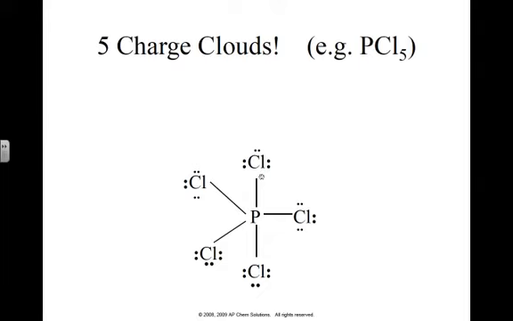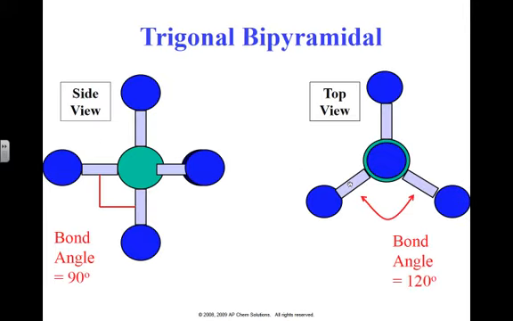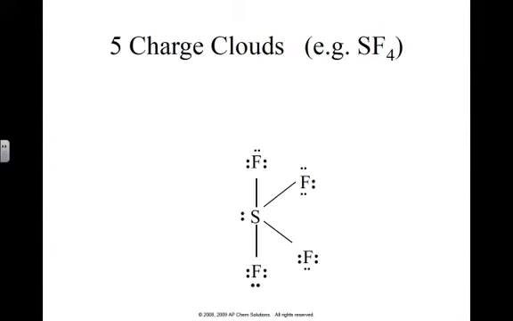Now we're getting into the shapes that have violations of the octet rule. This is more than 8 valence electrons. So I see 1, 2, 3, 4, 5 areas where there are electron clouds. 5 bonds, 0 lone pairs. We call that trigonal bipyramidal. This is what it looks like from the side. This is what it looks like on top. The bond angle for this one is going to be 90 degrees. The bond angle for this angle right here is going to be 120.